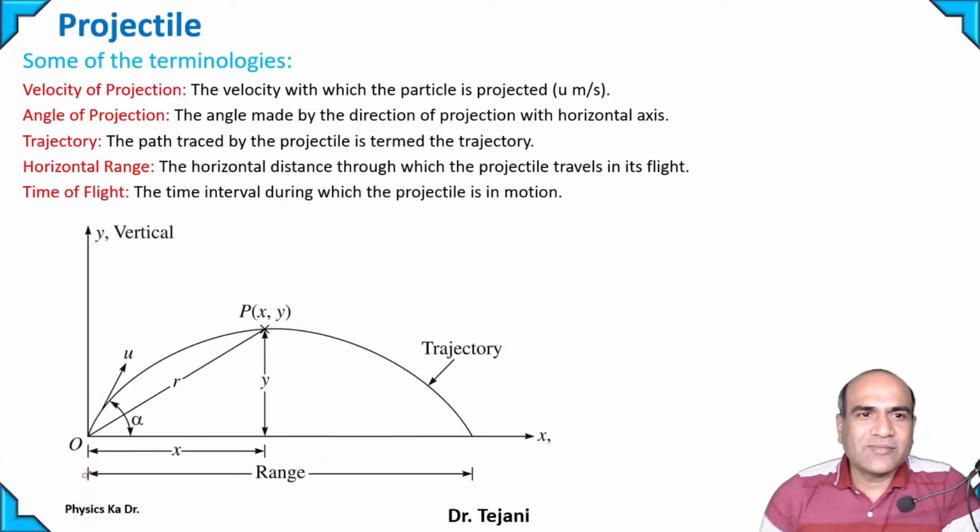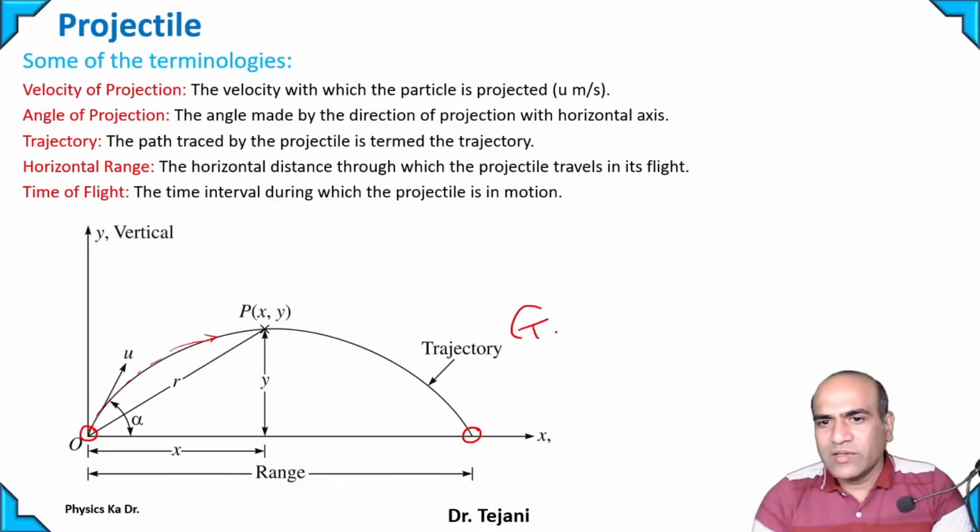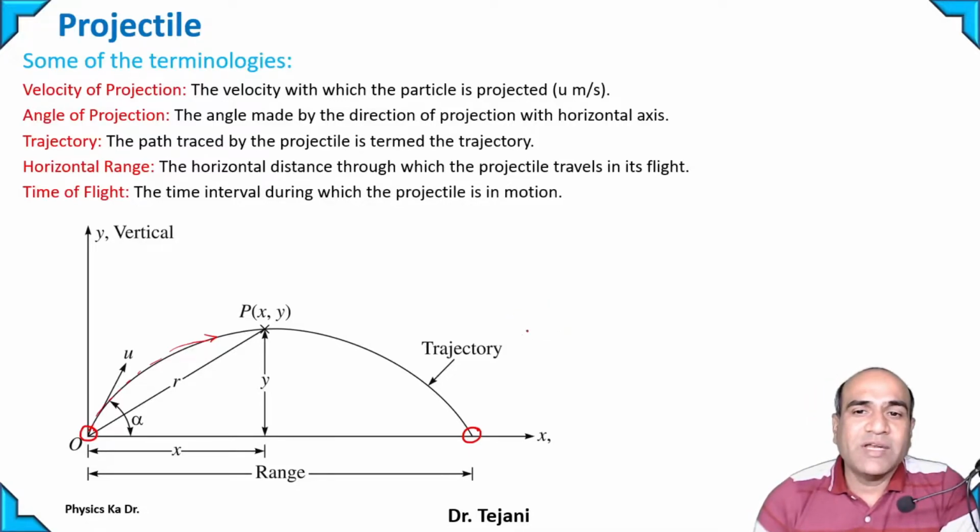And next is time of flight. Time of flight means the ball is moving along this trajectory from the starting position, and when it reaches the end point, what time is taken? Maybe 10 seconds, maybe 100 seconds, 1 hour, whatever it is, that is the time of flight.